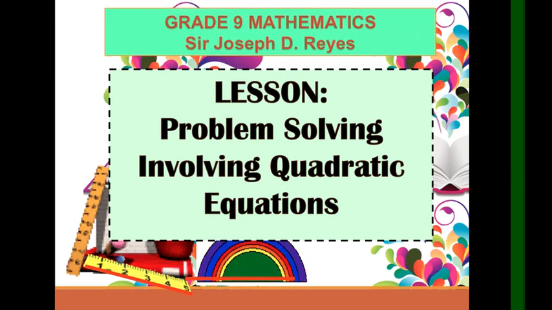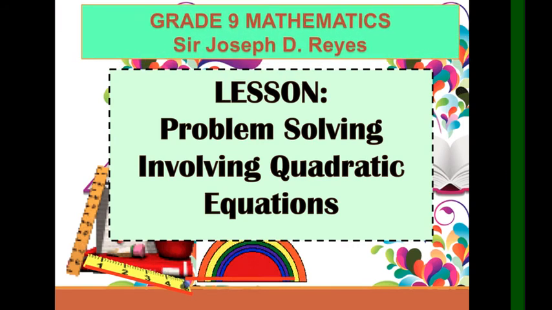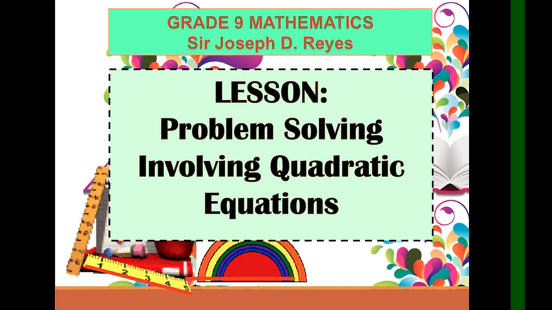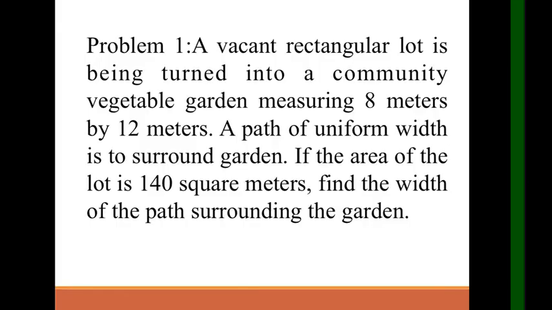And now let's proceed to our main topic for today, which is all about solving problems involving quadratic equations. Problem 1. A vacant rectangular lot is being turned into a community vegetable garden, measuring 8 meters by 12 meters. A path of uniform width is to surround the garden. If the area of the garden, or the lot, is 140 square meters, find the width of the path surrounding the garden.